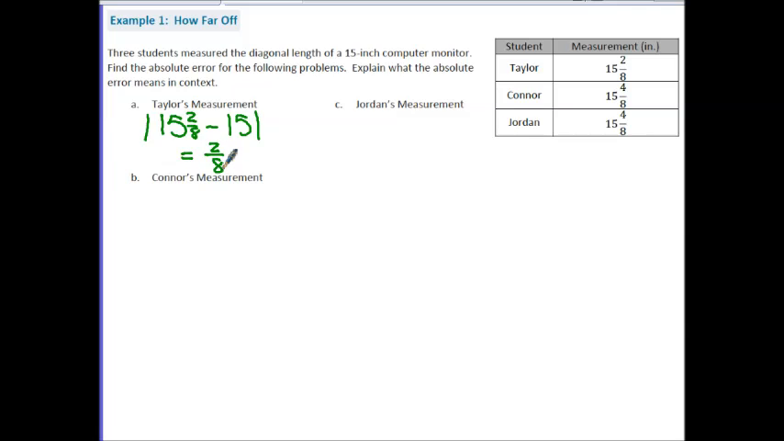Connor's measurement was 15 4/8. So we can take the absolute value of the measured minus the actual, which is 15. When I subtract those two, I get 4/8, which reduces to 1/2. The 2/8 up here we could also reduce to 1/4. You'll notice that Jordan actually got the same measurement as Connor did. So we're going to say that Jordan's is the same as Connor's.